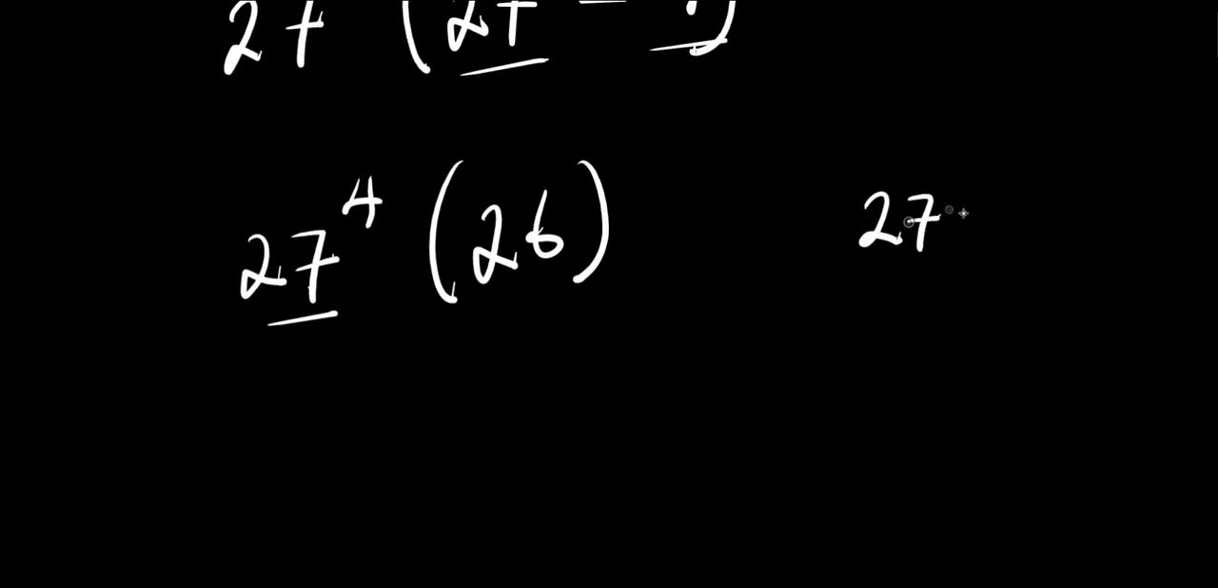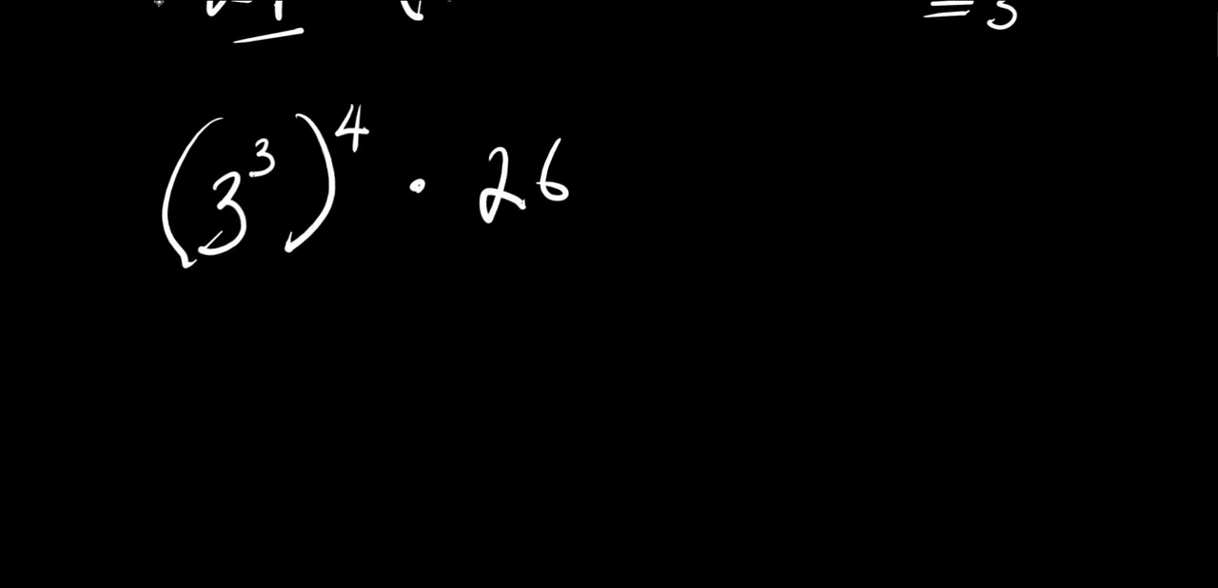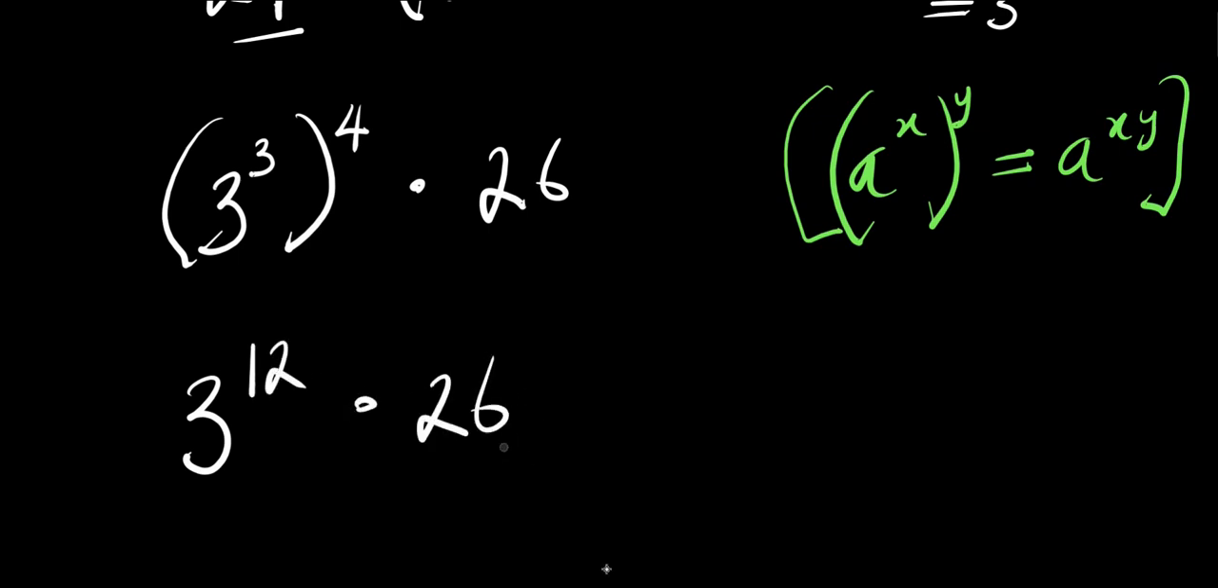27 is 3 times 3 times 3, that is 3 power 3. So I have 3 power 3 power 4 times 26. A power x power y equals a power x times y. So we have 3 power 12 times 26.